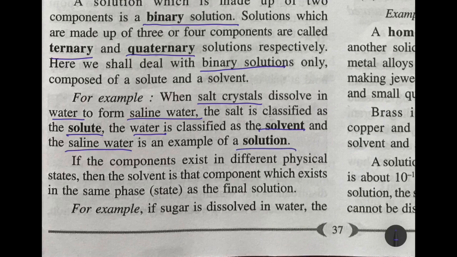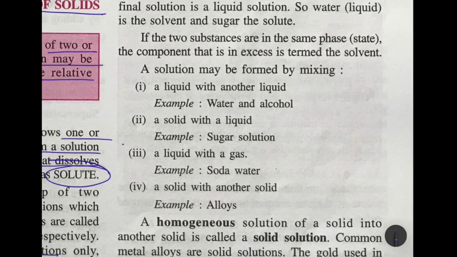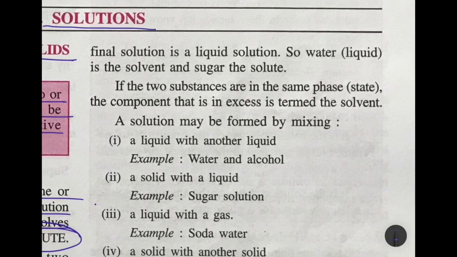So if the components are existing in different physical states, then the solvent is that component which exists in the same phase or state as the final solution. So what is the final? If you take the salt and you put it in water, okay, so solvent is the component. It will remain as the liquid in the final solution. For example, the example is given again. If sugar is dissolved in water, the final solution is a liquid solution. Why? Because the solvent was a liquid. You dissolved sugar, which is a solid. So water is the liquid, is the solvent, and sugar is the solute.